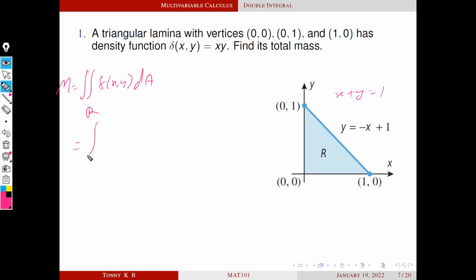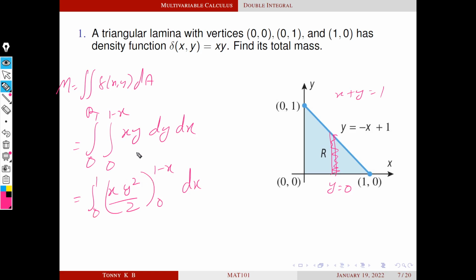You can easily integrate this in rectangular coordinates. I am going to consider a vertical strip. What is the lower value of y? It is 0. And what is the upper value of y? y is equal to 1 minus x. So y goes from 0 to 1 minus x. And to cover this region, x should vary from 0 to 1, right? Then only does this strip cover the region. And what is delta(x, y)? Delta(x, y) is xy. So the order of integration is dy dx. Clear?